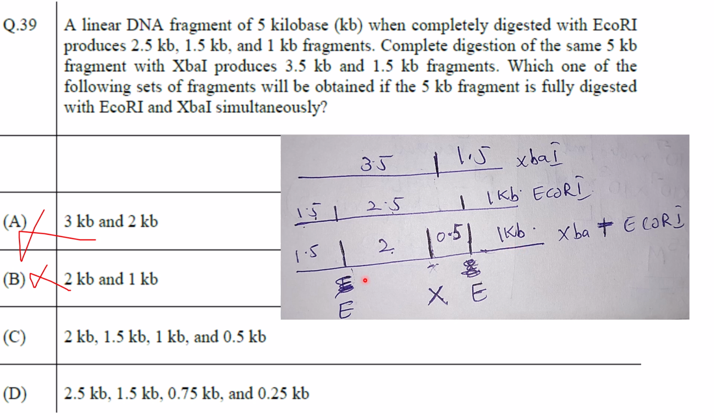Okay. So if you see EcoR1 cutting for this double digestion product, it is 1.5, 2.5 over here and 1 kb. That is what you got over here. Then if you see XbaI cutting, it will be 1.5 plus 2, it will be 3.5 and 1.5 by XbaI. So C is going to be the answer. D, you are not going to get the 0.75 kb fragment anywhere. So D is also not the answer. So C is the answer.